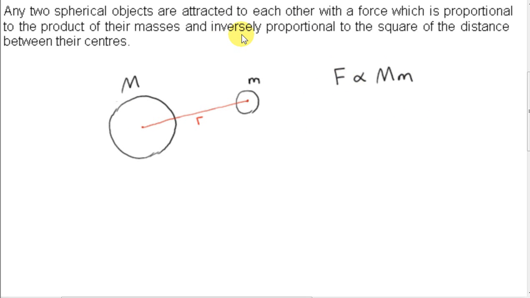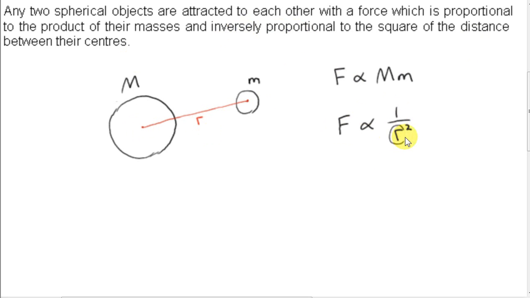Now we are given that F is inversely proportional to the square of the distance between their centers. So the magnitude of the gravitational force is proportional to 1 over the square of the distance between the centers of the two masses. So that distance is little r. So what does this mean? This is the mathematical statement of inverse proportionality. F is proportional not to r squared but to 1 over r squared.